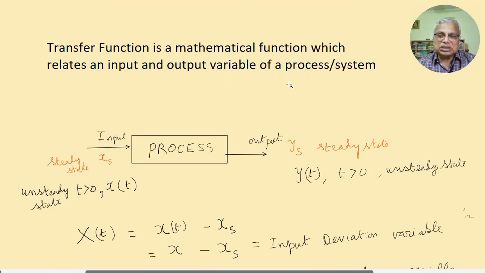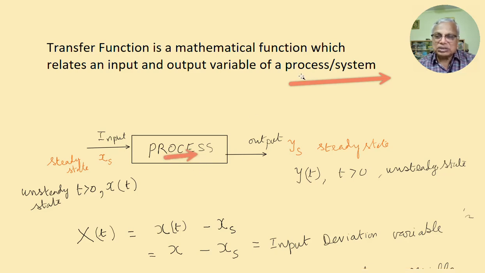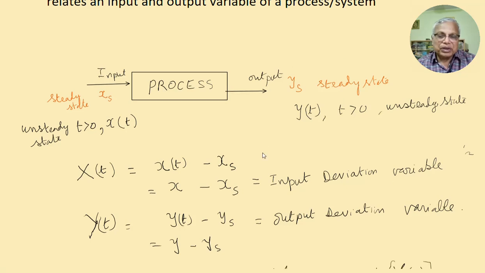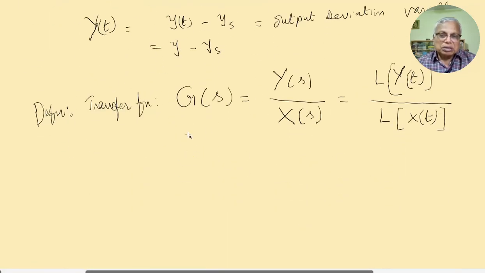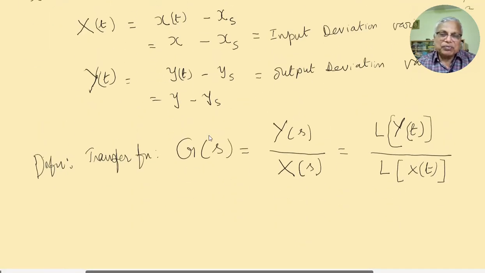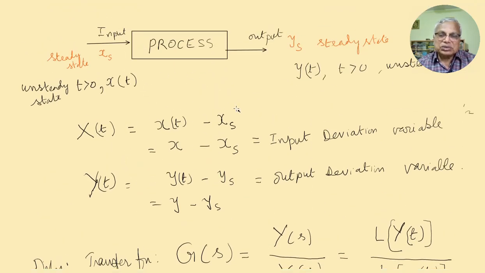It can be a process or it can be a series of processes, or it can be a system consisting of a process or many processes. So we'll be using these terms process and system invariably. So the transfer function is characteristic of the dynamic nature of a process or a system.